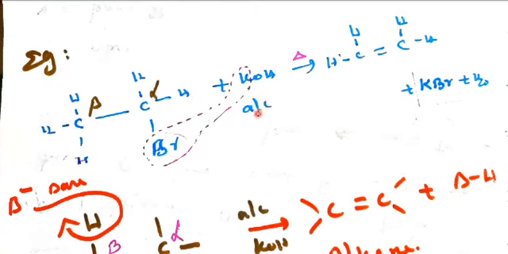Now we have used the alcoholic medium in KOH. The first step is removal of KBr. Then it leaves OH minus. This is called B minus, so this B minus is a base. This OH minus abstracts the proton. It takes out the proton, it picks up the proton.